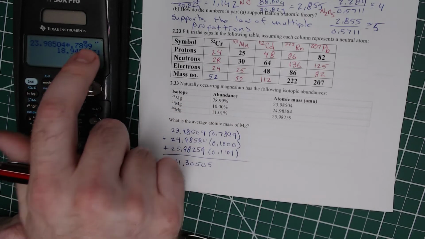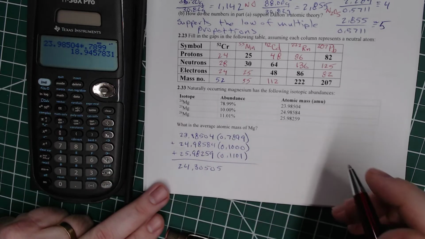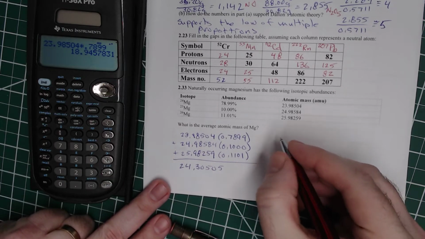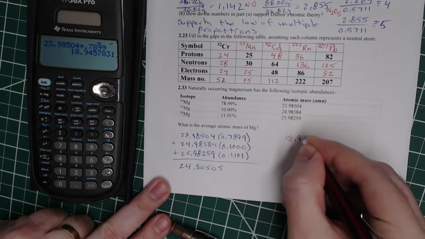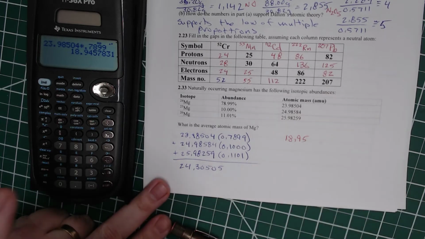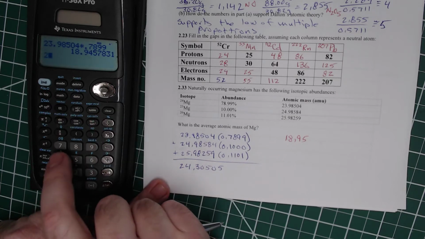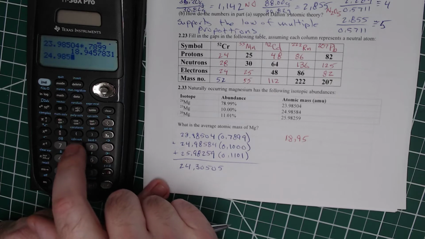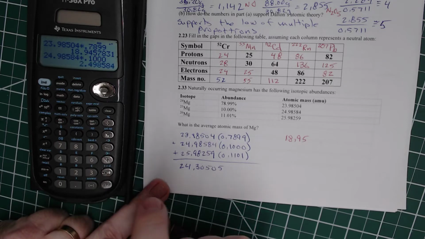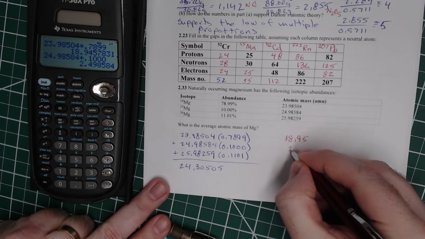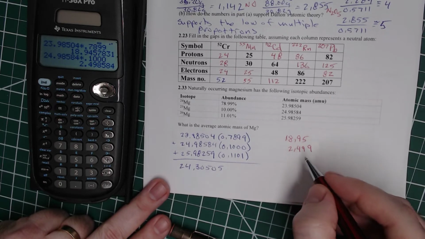And since we have a bunch of sig figs, 4 sig figs, this should have 4 sig figs. So we'll call that 18.95. All right, next we'll do 24.98584 times 0.1000. And not surprisingly, that's going to give us 2.49, and we'll round that to 2.499 there.